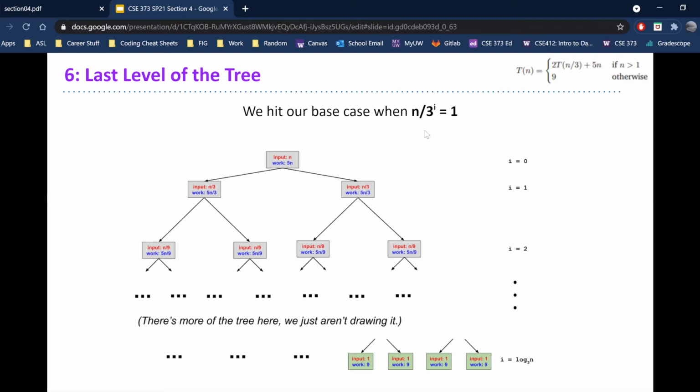So we hit our base case when n over 3 to the i is equal to 1. What we want to solve for is this i value, which will give us the level. We're just going to move the 3 to the i over to the right, and then take the log of both sides, because the inverse of the exponent is a log, and we want to isolate i. This is the equation that helps us go back and forth between logs and exponents if you needed it. What we end up finding is that the last level of our tree occurs at log base 3 of n.